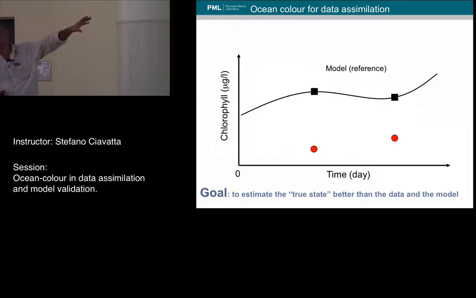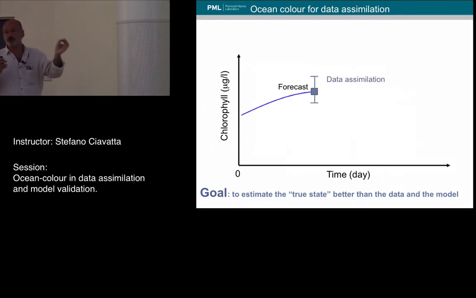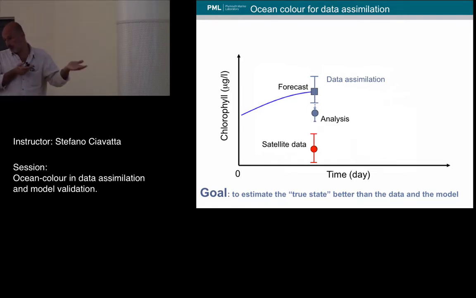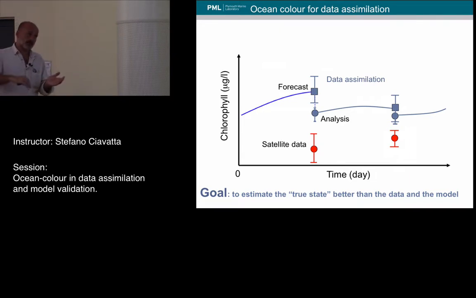So we have already seen this. This is what a model without data assimilation does. It produces an estimate of the variables. In data assimilation, we produce a forecast using the model, data from the satellite become available, and we correct the model output to produce an analysis. We use this analysis as a new initial condition for the subsequent prediction by the model. Any time data come, we correct our forecast. Okay? This is data assimilation, roughly speaking.